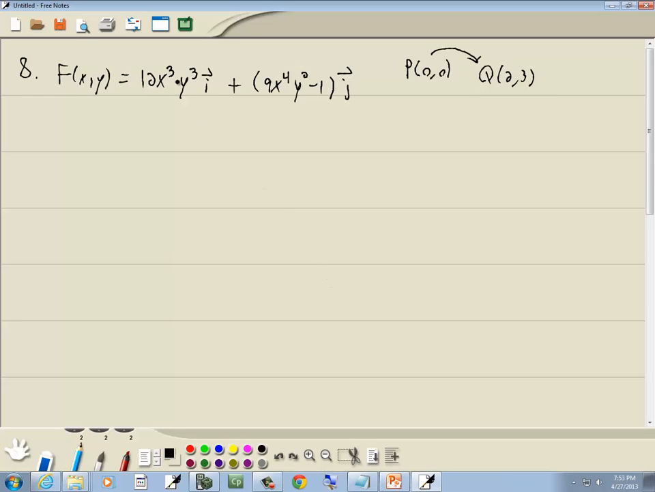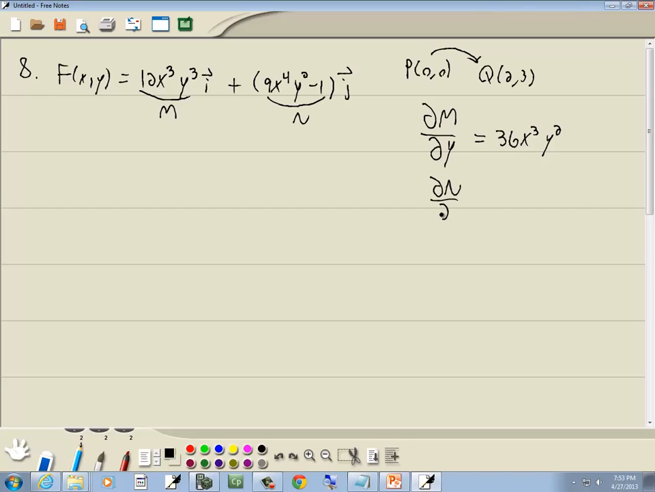Well, first let's determine if it's conservative. If it's not conservative, you have to find the line integrals like we did in the last lesson or the first problem we looked at. This will be M, and this will be N. So the partial of M with respect to y: the 12x³ remains, the derivative of y³ is 3y², so that gives us 36x³y².